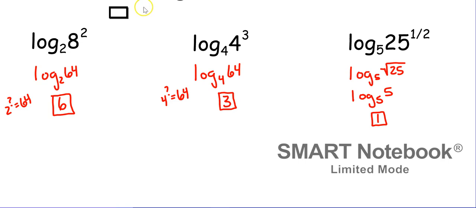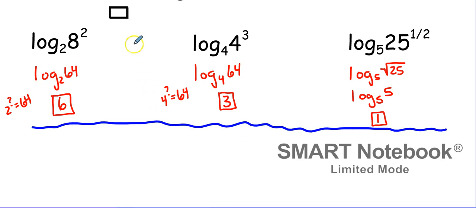For this next part, we want to attack these a little bit differently. We already know what the answers are, so hopefully we can check back and see if our answer makes sense. What I want to do is attack these as if the exponent wasn't there. So we're just going to blank out this exponent, and we're going to simplify this part first. When we do that, we know that log base 2 of 8 is going to be 3, because 2 to the 3rd equals 8. So our answer is 3.